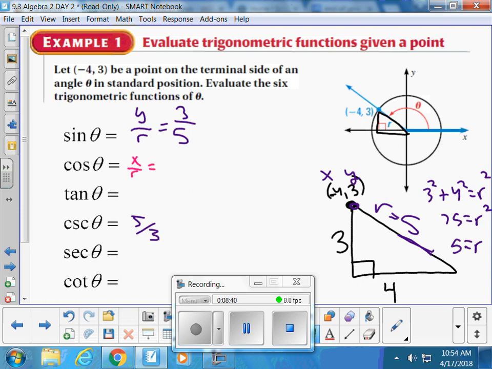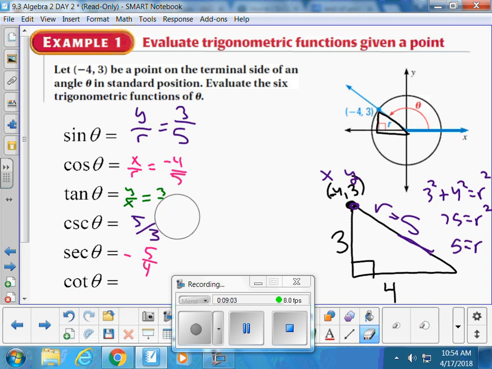So -4 over 5. You guys tell me what secant would be. I'm just going to put that negative out front. I need a third color. How about green? Tangent is y over x. So 3 over 5? No. Oops. Oh, my bad.